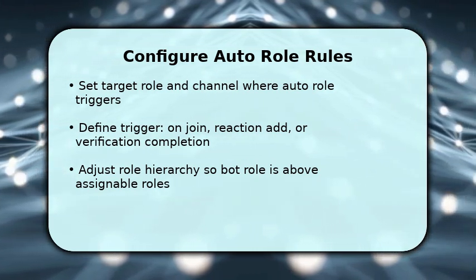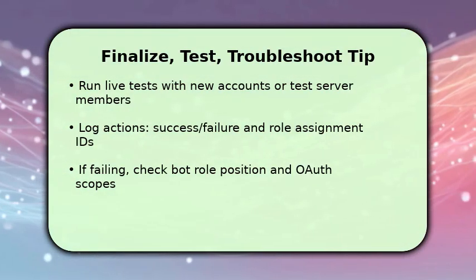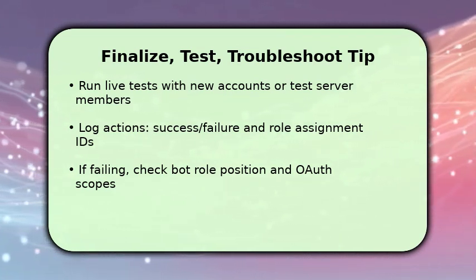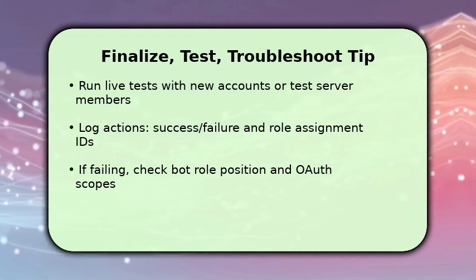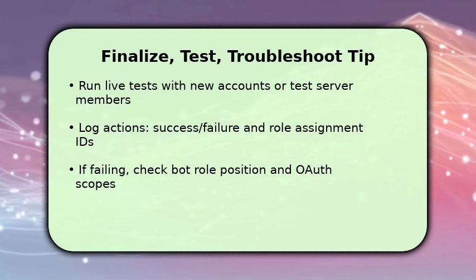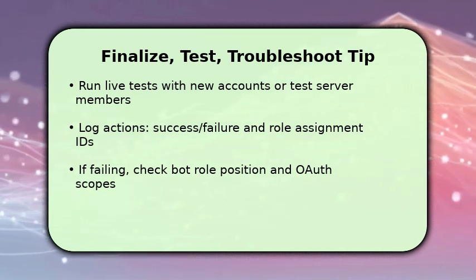Finish by running thorough tests. Invite a test account or ask a collaborator to join and trigger the rule. Verify the role was applied and inspect audit logs for role assignment entries. Once confirmed, enable any optional messages or welcome embeds.